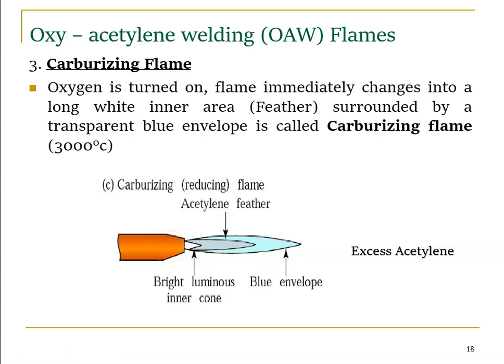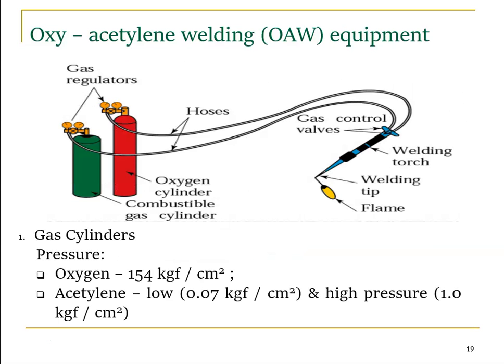So the variation between these two gases, we will create three types of flame with three different temperatures, right? So the equipment is general oxy-acetylene welding equipment. We have cylinders to store the oxygen as well as acetylene. Generally oxygen cylinders may be red in color, and acetylene may be black or green.